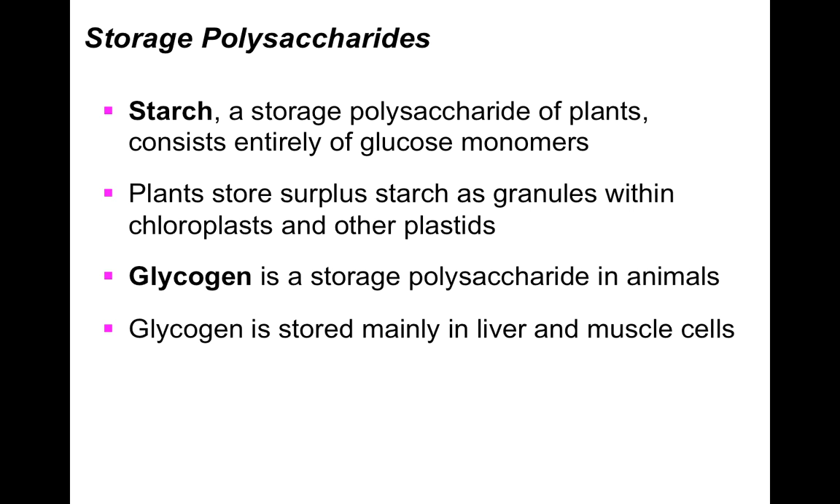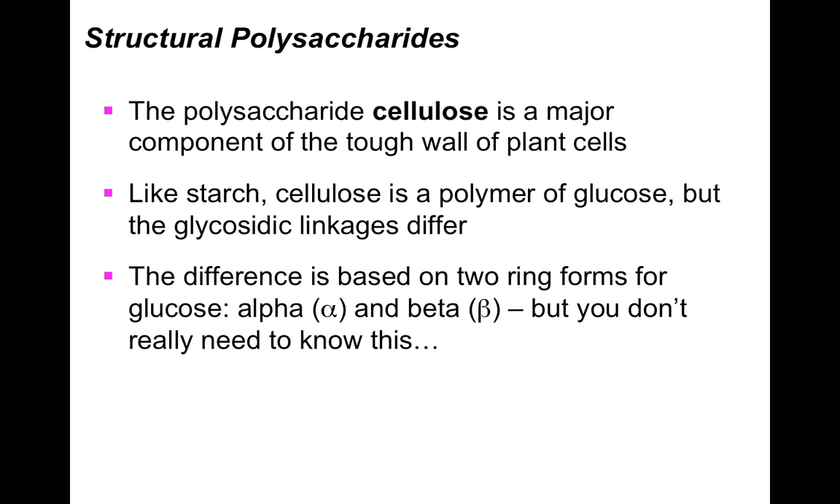Glucose storage in plants is called starch, and starch is stored mainly in organelles known as plastids. Animals also store glucose, but it's stored as a molecule called glycogen. Glycogen is mainly stored in liver and muscle cells. Both starch and glycogen represent stored energy, and this is what is used first by cells. The main structural polysaccharide in plants is cellulose, which is a major component of the cell wall in plant cells.